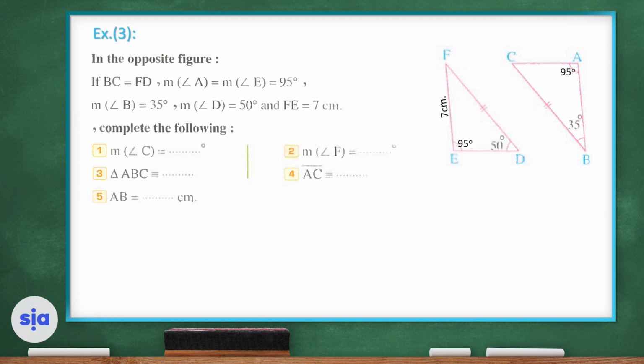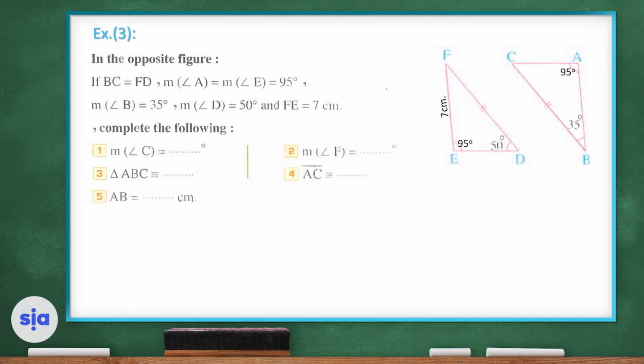Let's now go to exercise number 3. In the opposite figure, if BC is equal to FD and the measure of angle A is equal to the measure of angle E and each of them is 95 degrees, angle B is equal to 35 degrees and angle D is 50 degrees, and FE is 7 centimeters long. From the givens, you can see that these two triangles are congruent to each other.